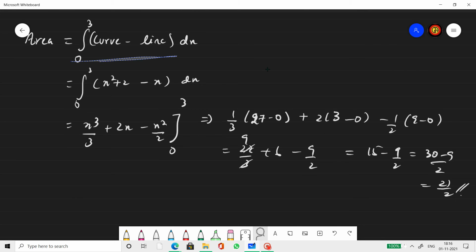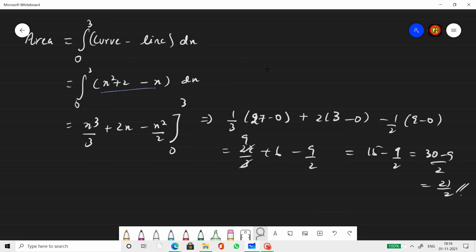Area equals 0 to 3, curve minus line. The curve's equation is y equals x square plus 2. Since we are integrating with respect to the x-axis, we change in terms of x. So y will be replaced as x square plus 2. The line is y equals x, so y will be replaced as x.